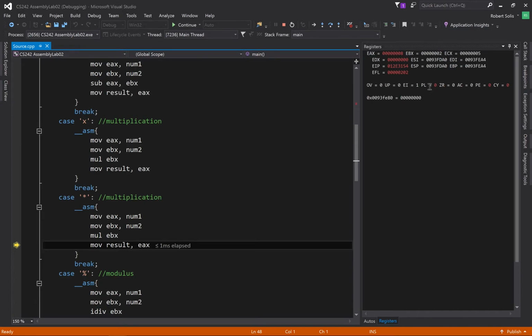What is the sign? The sign is positive. If this were a 1, that would indicate that the sign is negative. Okay, what is the parity? Well, notice over here that it's 0, and the reason, let's take a look.